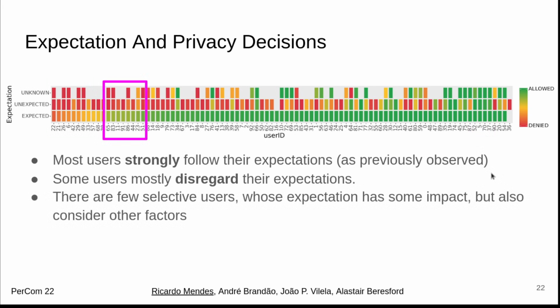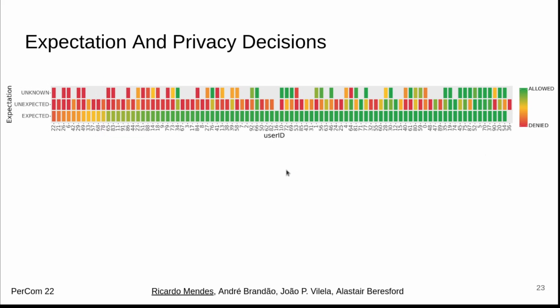Now, there are also selective users whose expectation has some impact, but who also consider other factors. And we can see those by this square here, where most users do mostly allow expected requests and mostly deny unexpected requests, but also consider other factors, as they don't always allow expected requests, nor do they always deny unexpected requests.